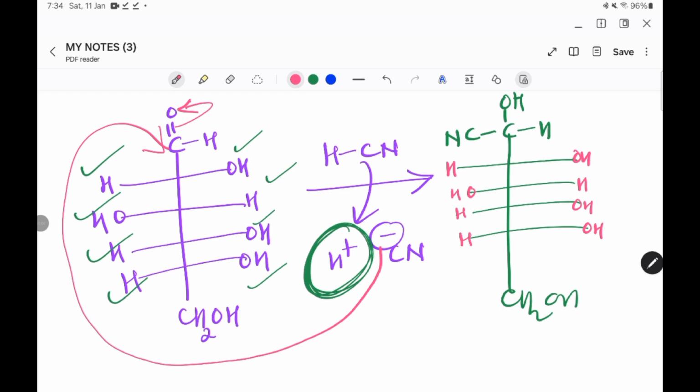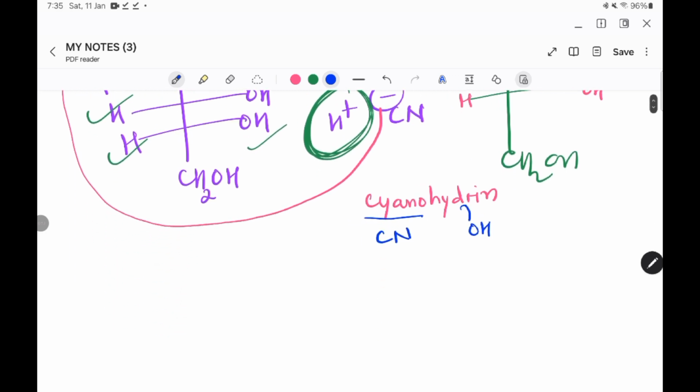This kind of compound, where you can see the cyano group and the hydroxyl group, is called a cyanohydrin. Cyanohydrin essentially signifies the presence of CN and OH, and since this compound is made from glucose, we can call this glucose cyanohydrin.